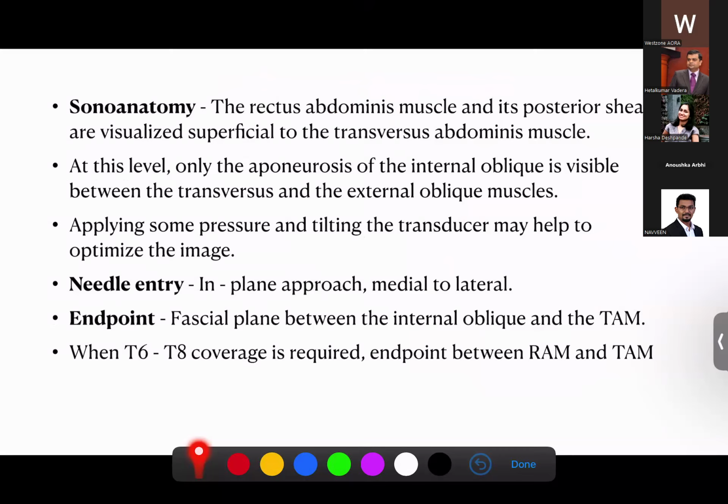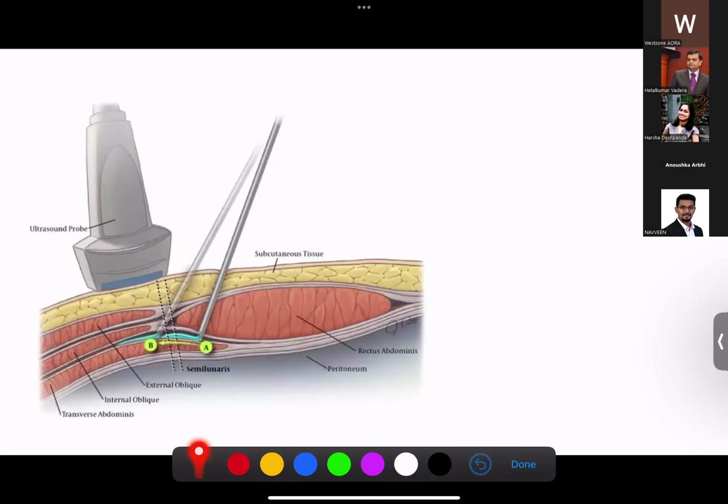Then when we move it more laterally, we will see the linea semilunaris, and we will appreciate after that the three muscles: the external oblique, internal oblique, and the transversus abdominis. Here we use the in-plane approach and we give the drug medial to lateral.